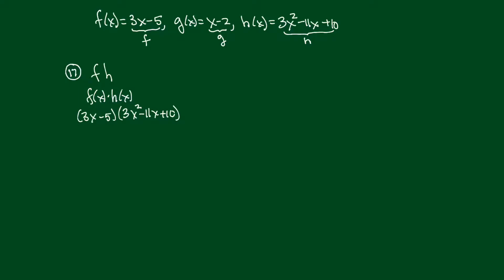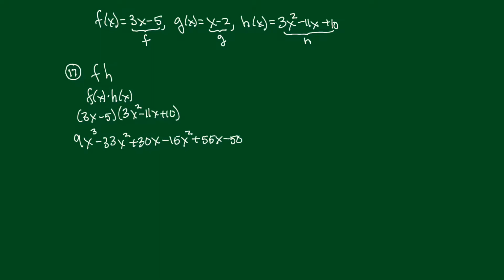Now, let's distribute. I'll take the 3x through all the way. Multiplying through by 3x, we'll get 9x cubed minus 33x squared plus 30x. Now let's take that negative 5 all the way through. That will give us negative 15x squared plus 55x minus 50.